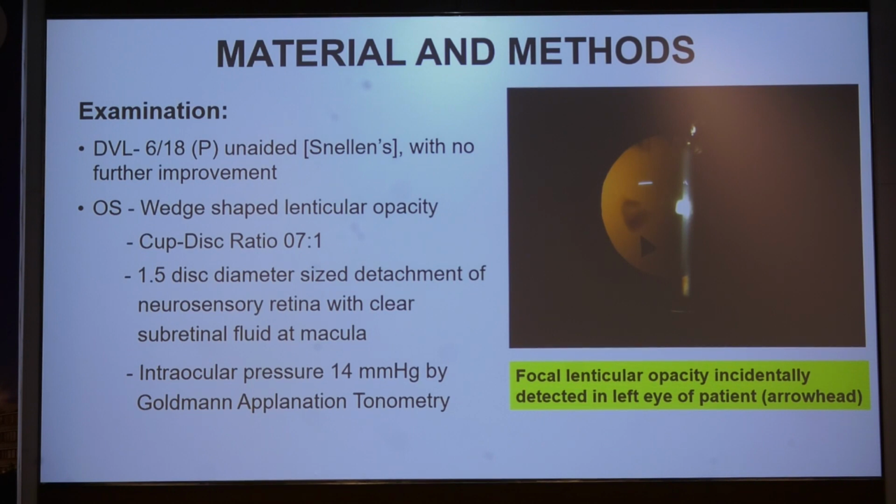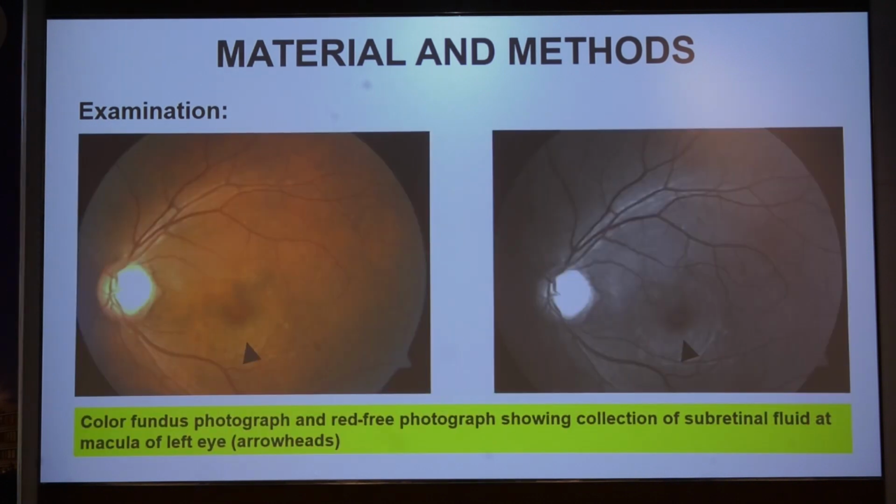On anterior segment exam, we discovered a wedge-shaped lenticular opacity in the nasal quadrant. The cup-disc ratio in this eye also was 0.7:1 with a healthy neuroretinal rim. The posterior pole showed a 1.5 disc diameter size detachment of the neurosensory retina with clear subretinal fluid at the macula. The IOP of this patient was normal. These are the initial pictures of the patient, the color fundus and the red free picture.